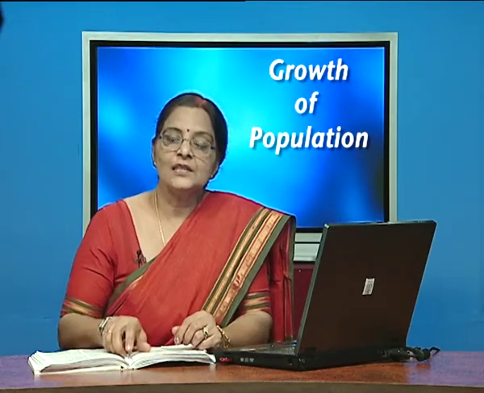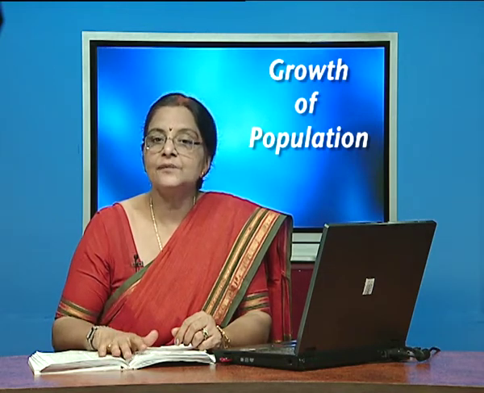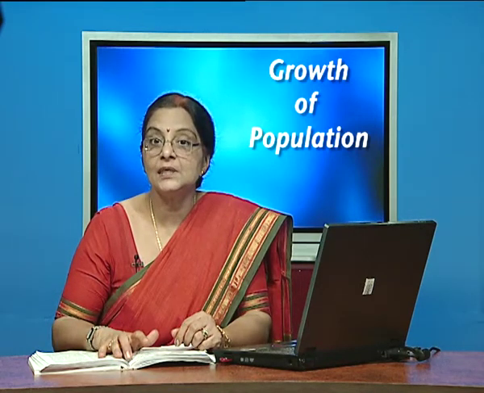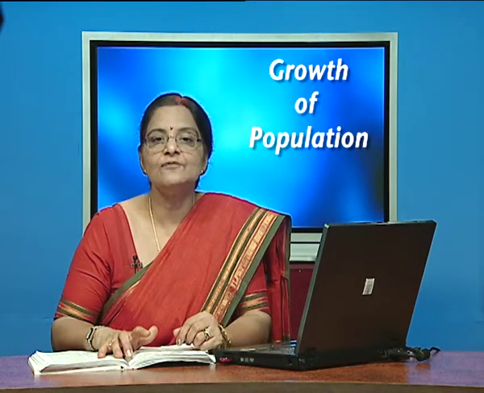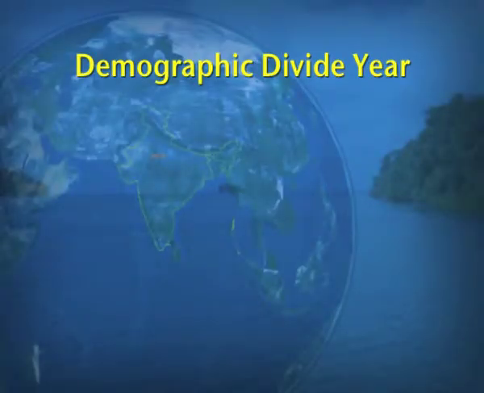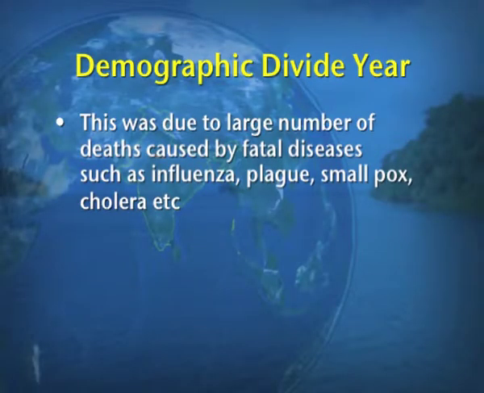Now, there are certain factors why there was a negative growth of population in this year 1921, the year which is known as a demographic divide year. The first factor responsible for that is there were a large number of deaths caused by fatal diseases such as influenza, plague, smallpox, cholera, etc.